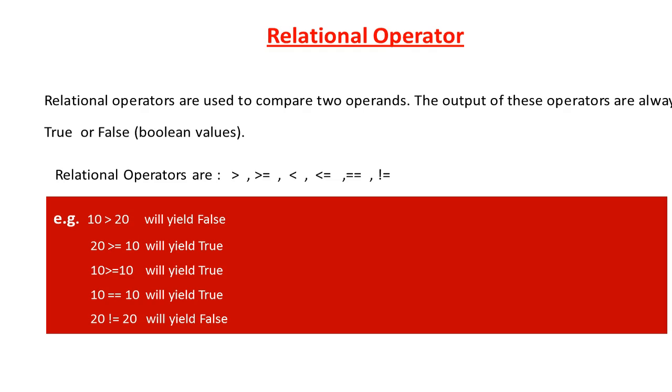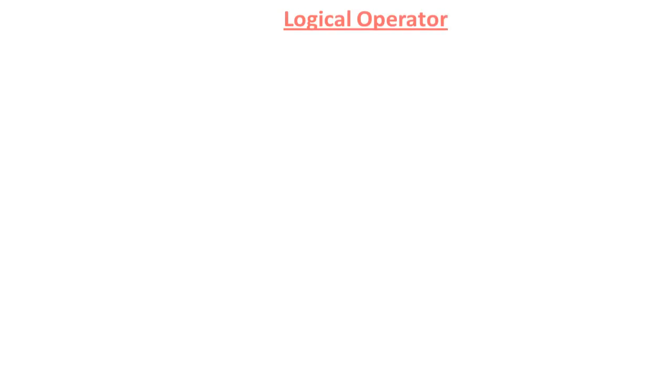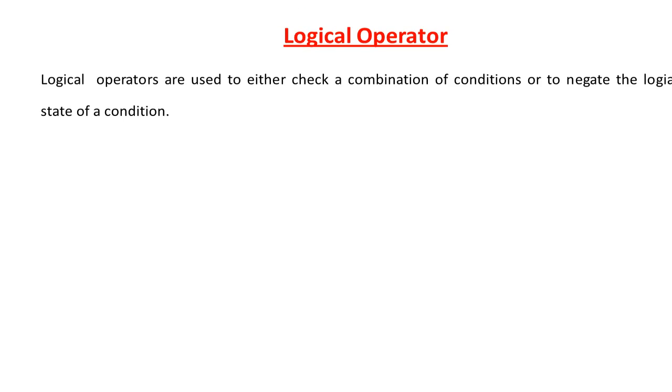10 greater than or equal to 10 will yield true. 10 double equal to 10 means we are comparing the equality of the first operand 10 with the second operand 10. Of course, both are equal, so it will yield true. Then 20 not equal to 20 will yield false, because 20 is equal to 20. So this is 20 is not equal to 20. So it will yield false. Okay. Now we come to logical operators.